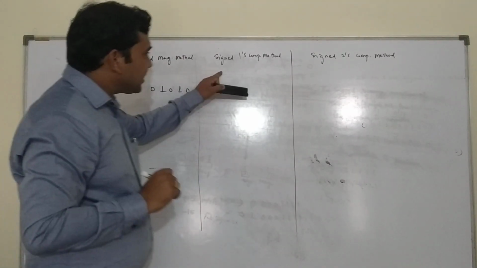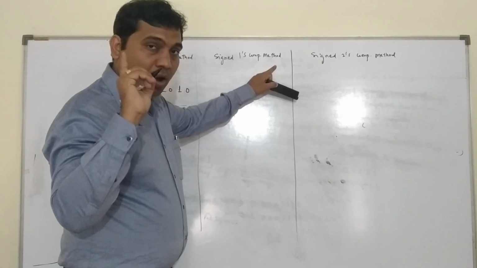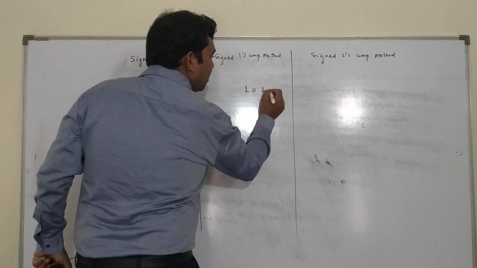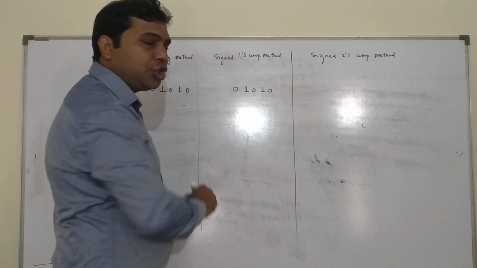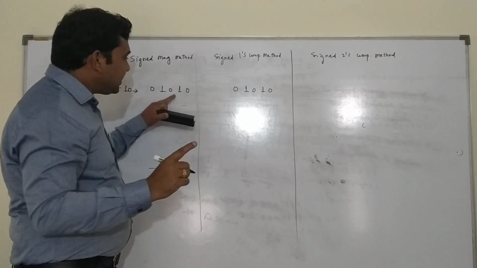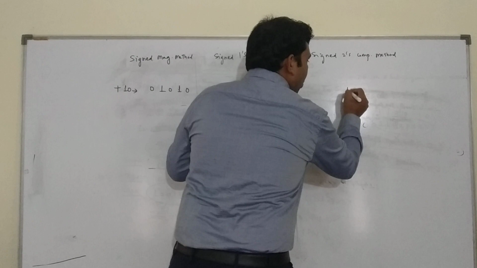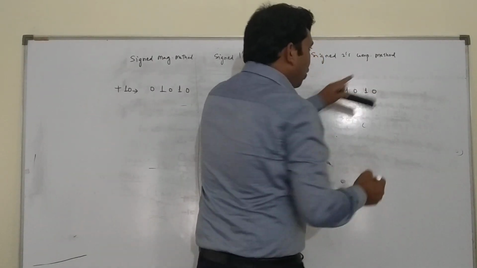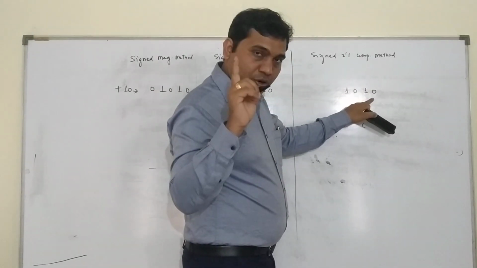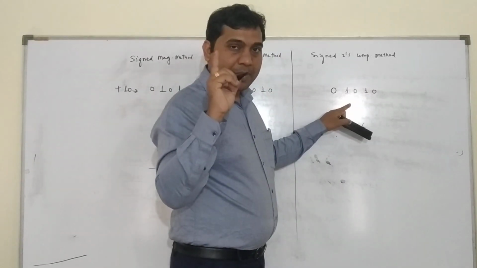For plus 10 in the signed 1's complement method, I told you, don't take the complement. Just write the magnitude and put the 0 for the positive number. It means the positive number is the same in all the representations. Like this here also, 1 0 1 0. Don't take the 2's complement of 10. Just write the magnitude of 10 and put the 0. So this is the signed 2's complement method.